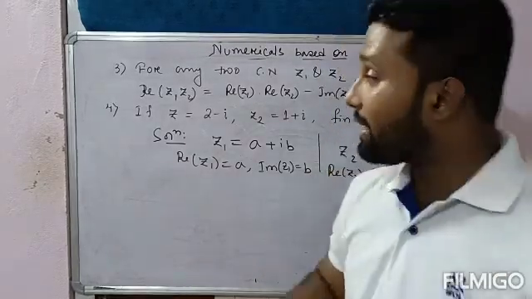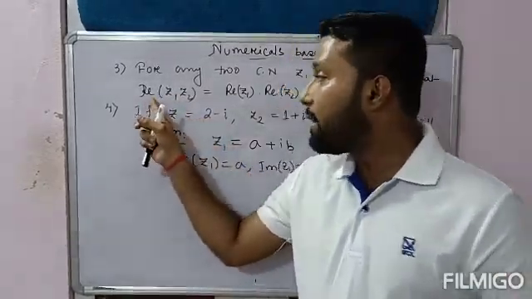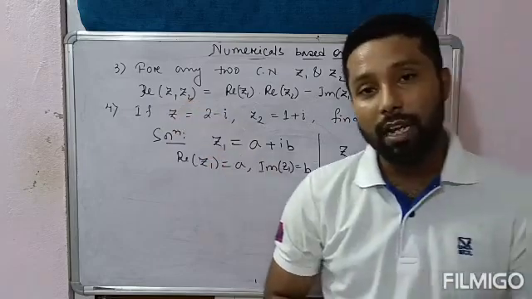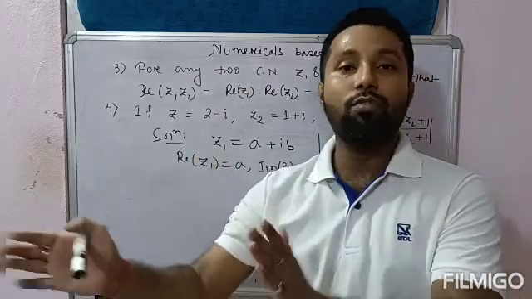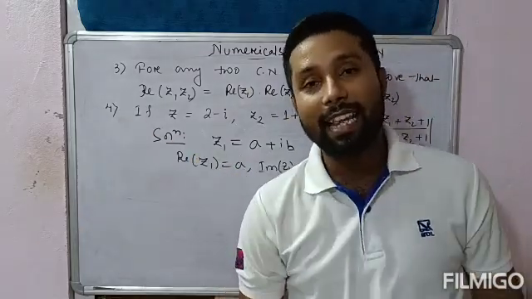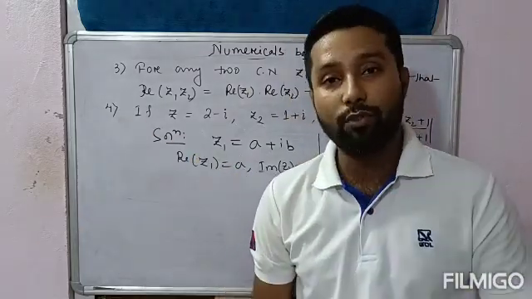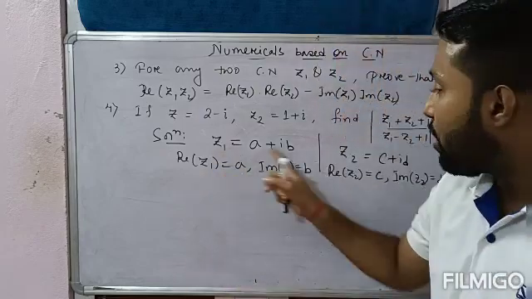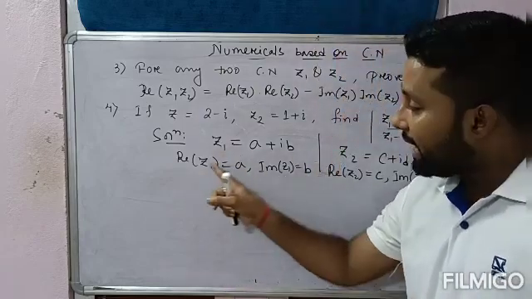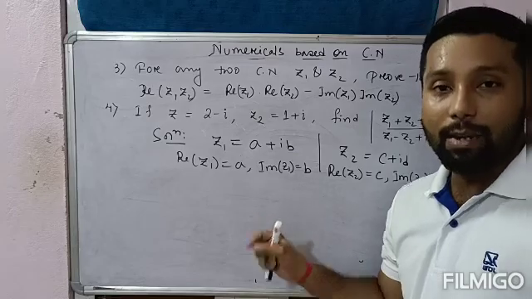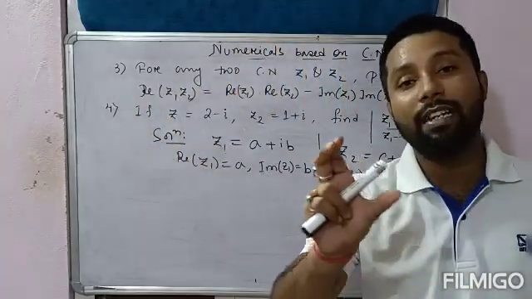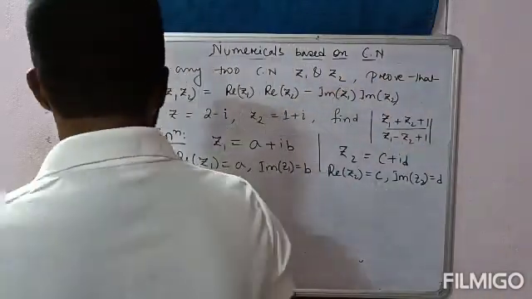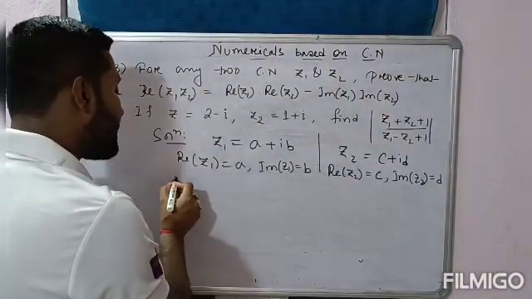Now take a look at the left hand side. The real part of z1 into z2 बोला गया है. So if you don't know the value of z1 into z2, then how can we separate the real and imaginary part from z1 into z2? If these complex numbers are individual, then we can write individually the real and imaginary part, right? But here it is given the real part of z1 into z2. So first of all you have to find the value of z1 into z2.